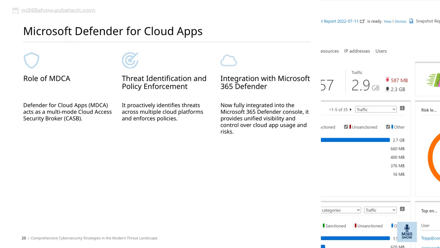Think of Defender for Cloud Apps, or MDCA, as a multi-mode cloud access security broker, or CASB. It acts as a gatekeeper, helping us monitor and control access to cloud resources, regardless of the platform. This integration and role are crucial in today's modern threat landscape. They enable us to be more agile, more aware, and more proactive in defending our digital assets. It's all about providing comprehensive security that aligns with our overall cybersecurity strategies.